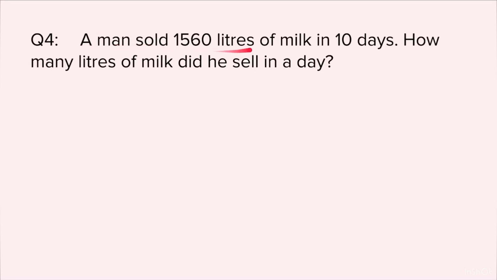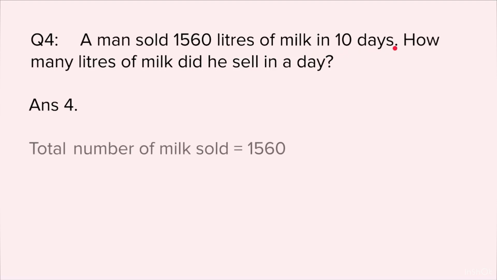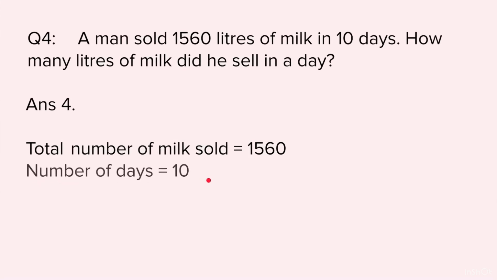Question 4. A man sold 1560 liters of milk in 10 days. How many liters of milk did he sell in a day? We'll read the first line again. A man sold 1560 liters of milk in 10 days. So information given here is total milk sold is equal to 1560. Number of days is equal to 10.